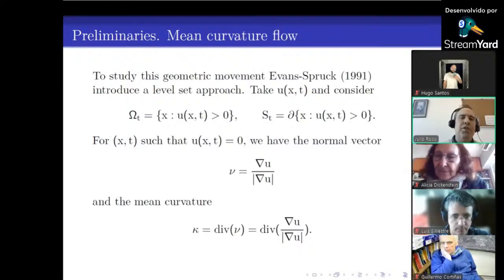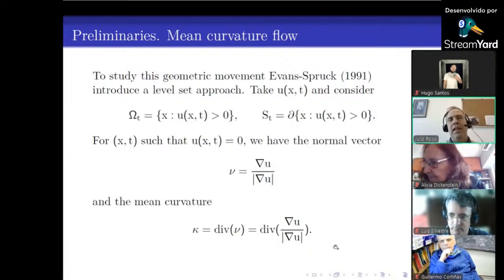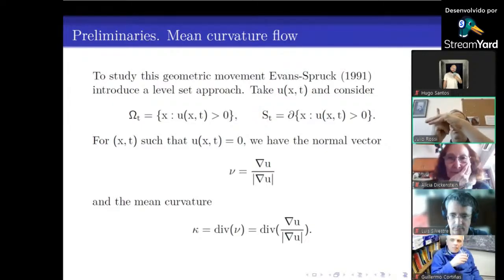And what is the curvature? If you compute, the curvature is the divergence of the gradient. So it is the trace of the second fundamental form of the surface, but it's the divergence of the gradient. And the divergence of the normal vector is the divergence of the gradient over the norm of the gradient. And this measures in some way how the normal vector is changing on the surface.